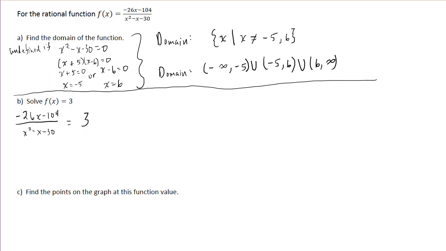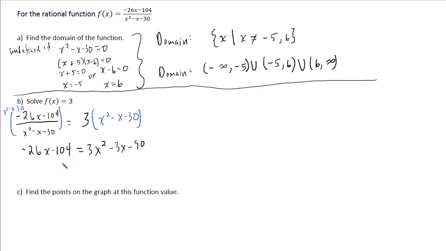All right, so we have only one denominator in this equation, the x squared minus x minus 30. So what I'll do is multiply both sides of the equation by that x squared minus x minus 30, multiplying on the right-hand side by the same quantity. That will clear the fraction on the left-hand side, leaving negative 26x minus 104. And on the right-hand side, applying the distributive property, I have 3x squared minus 3x minus 90.